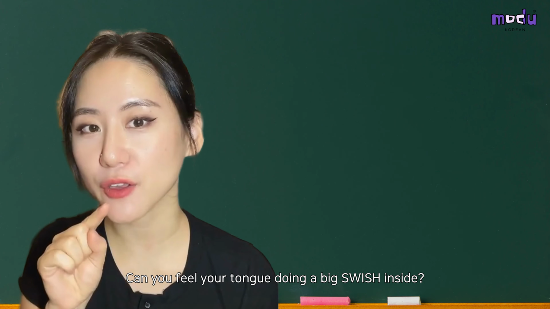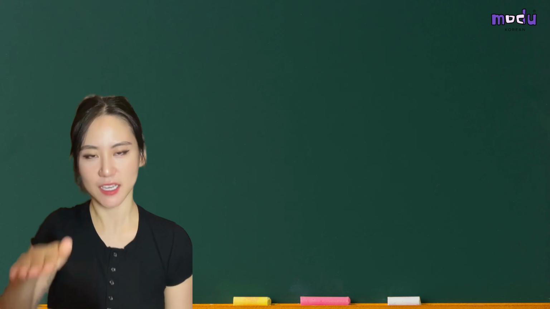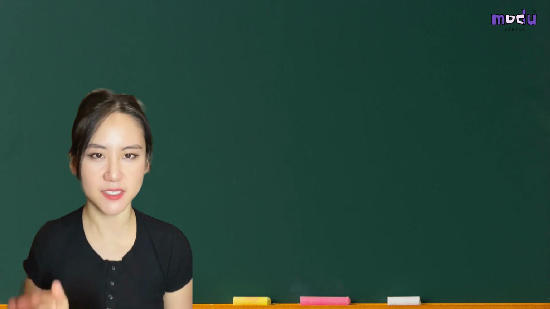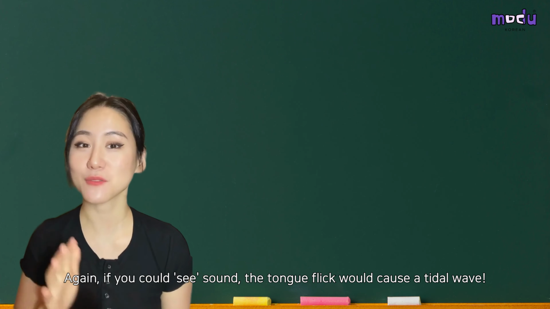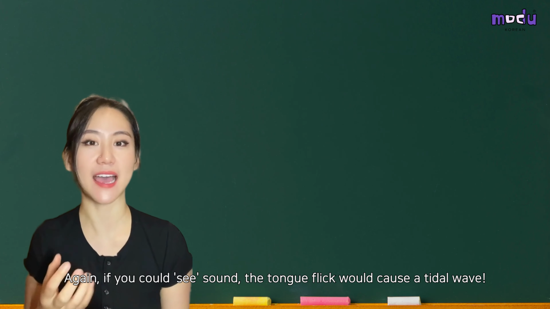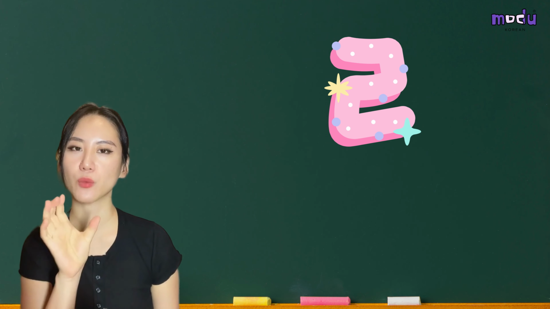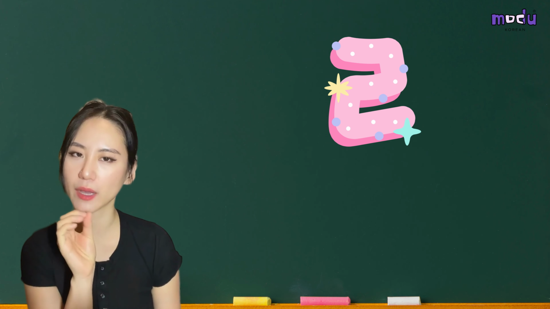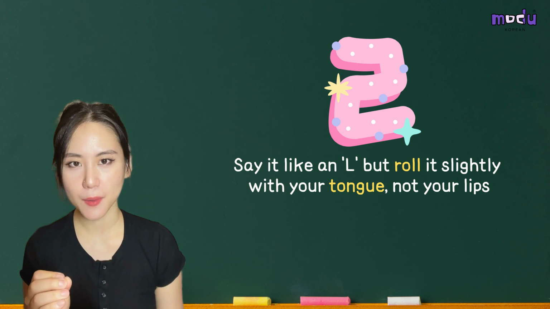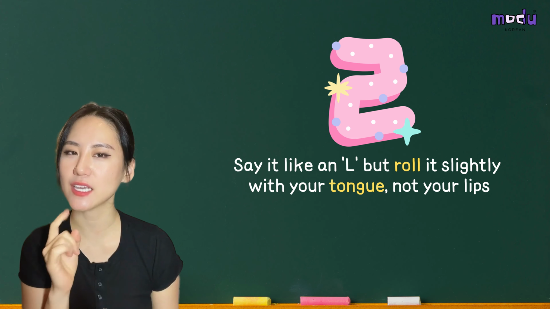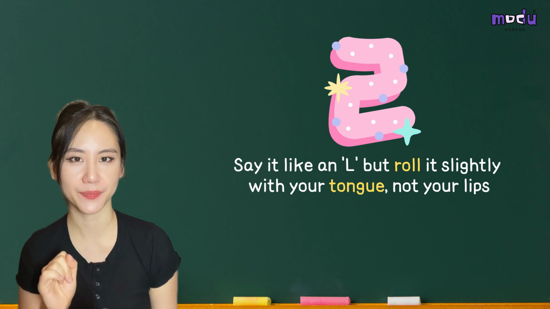So can you feel how your tongue, you could even see it, love, love. Your tongue is like doing this huge swish inside your mouth, like creating a tidal wave inside your mouth, right? And that's what creates this English L sound. The Korean L, however, we want to kind of combine these two. And the way to do that is by saying the L, but rolling it slightly, using your tongue and not your lips, like the English R.